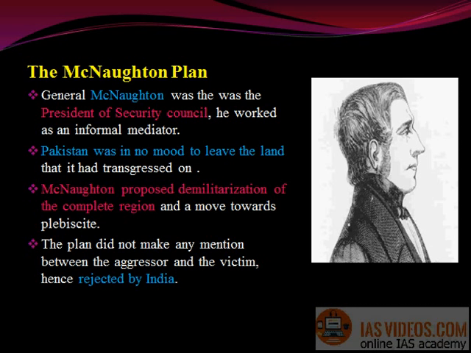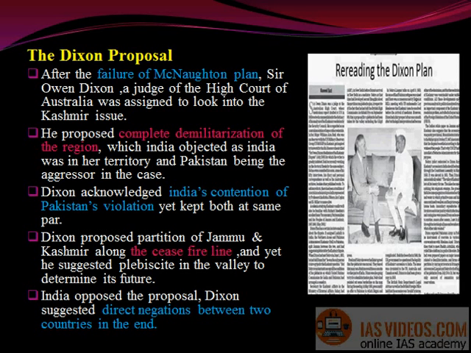Pakistan was in no mood to leave the land that it had transgressed on. McNaughton proposed demilitarization of the complete region and a move towards plebiscite. The plan did not make any distinction between the aggressor and the victim, hence it was rejected by India. The Dixon Proposal. After the failure of the McNaughton Plan, Sir Owen Dixon, a judge of the High Court of Australia, was assigned to look into the Kashmir issue.